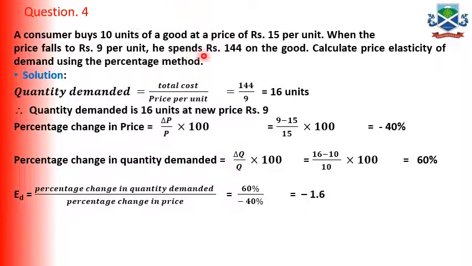Over here you have to remember the important point that spending, the total expenditure, is given. If you miss this part, your answer will come out wrong. So you have to be careful whether the price is given, or the quantity is given, or the total expenditure is given. If total expenditure is given, then you have to find the price or the new quantity using this formula.